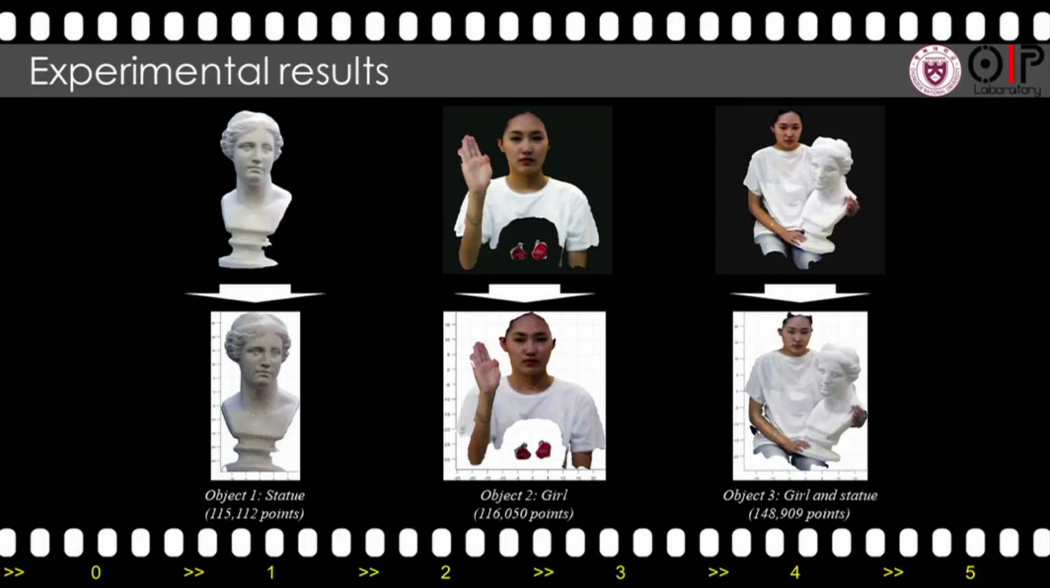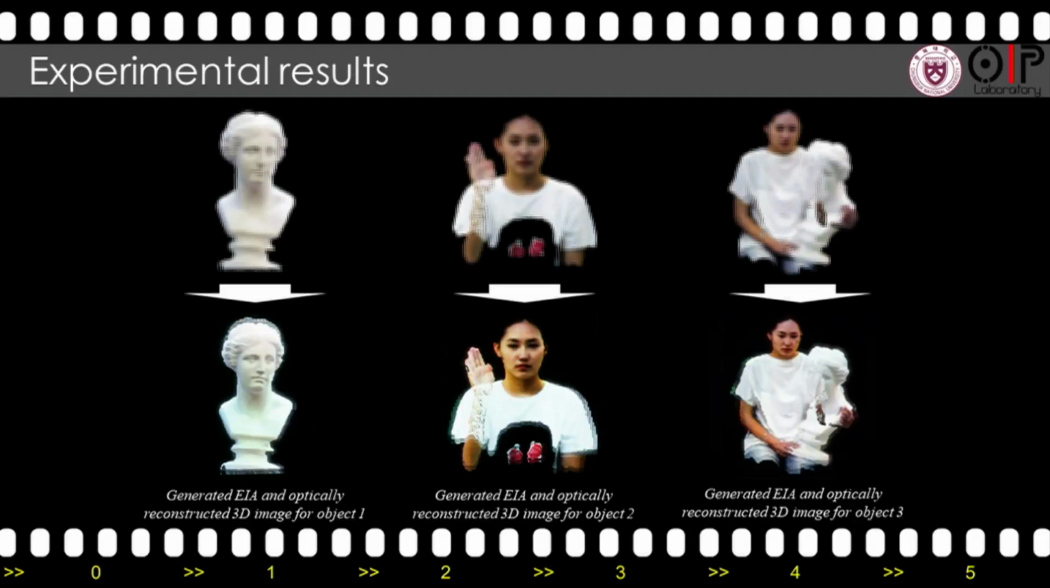In the experiment, we used three kinds of real objects: the statue, a girl, and the girl with the statue. She is our lab mate. So by scanning the three-dimensional information of the real object, we can get a very large number of object points for each object, and the elemental images are generated like this.